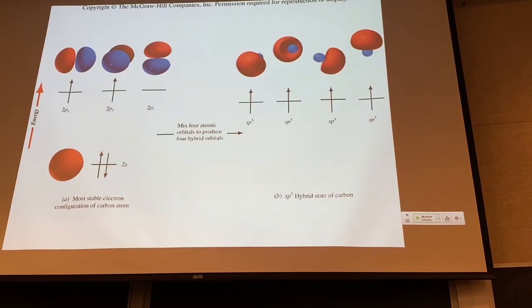Okay? Would anybody like to try to explain why that is the case? Why would it be helpful to have a large lobe on one side and a small lobe on the other side in order to form a bond? Yes, please.